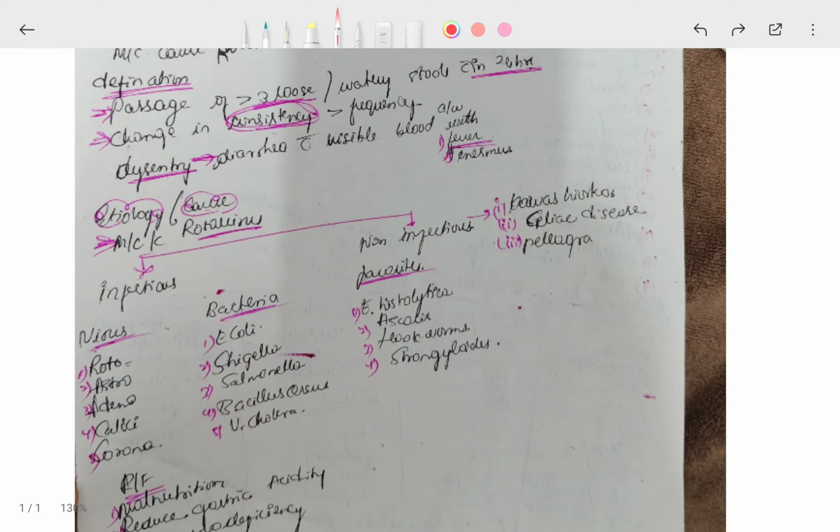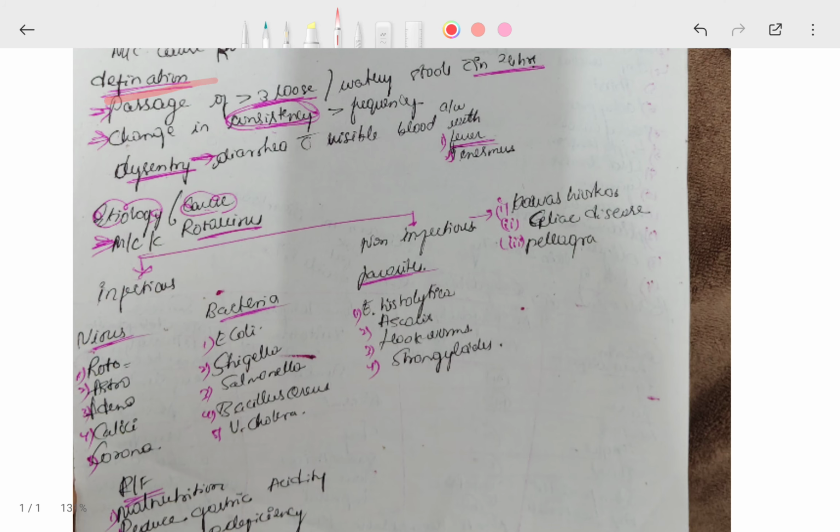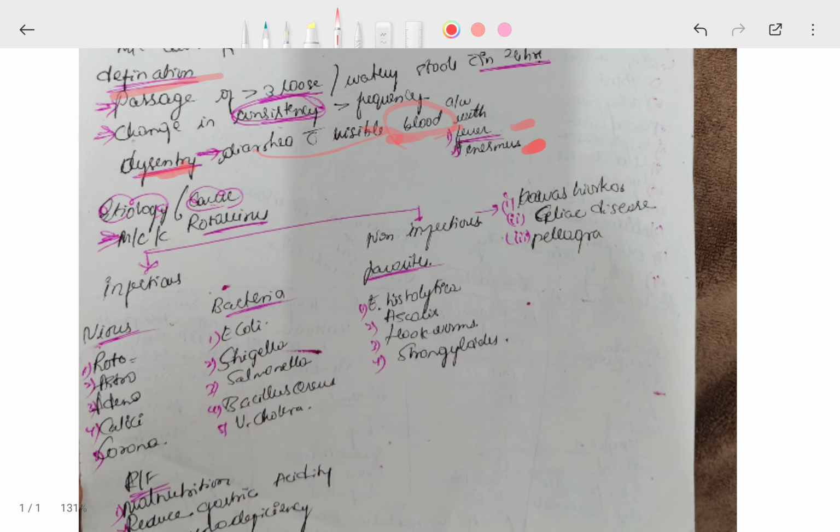Then, what is dysentery, the difference between diarrhea and dysentery. Dysentery is diarrhea with visible blood, with fever or tenesmus. These are associated with dysentery. This is how you differentiate between diarrhea and dysentery.